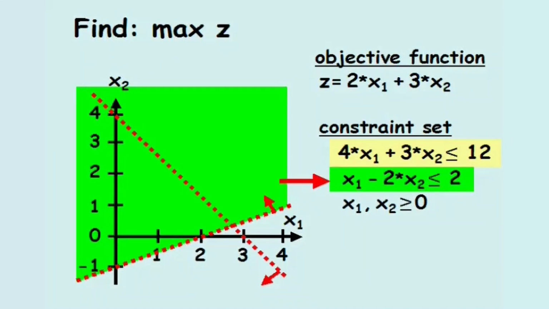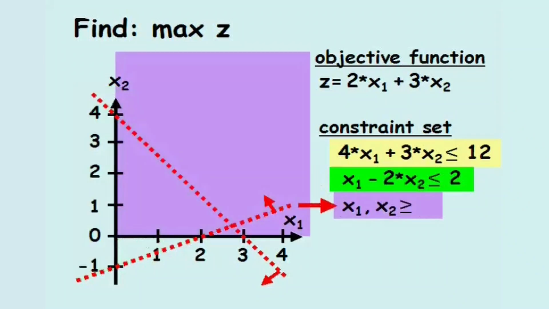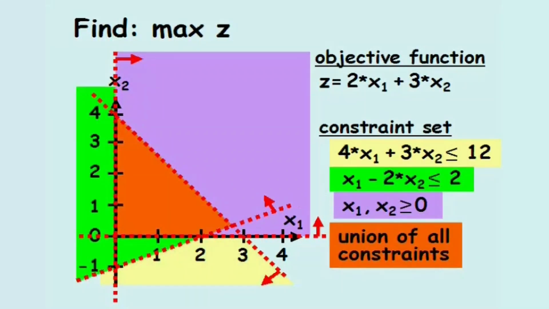Lastly, the two non-negative constraints are plotted and the feasible solution space is shaded in violet. The union of these three shaded areas is shown in orange and represents the feasible solution space.